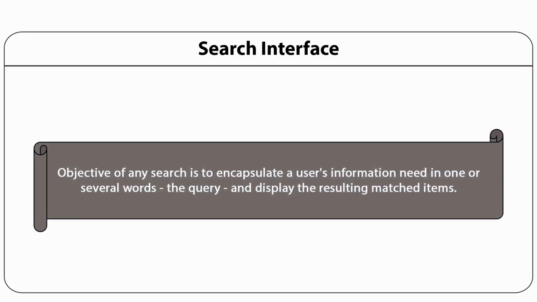Search interface. The objective of any search is to encapsulate a user's information need in one or several words, that is the query, and display the resulting matched items. Most digital libraries provide a simple search box as available in any web-based search engine in which users can input their search query or keywords.